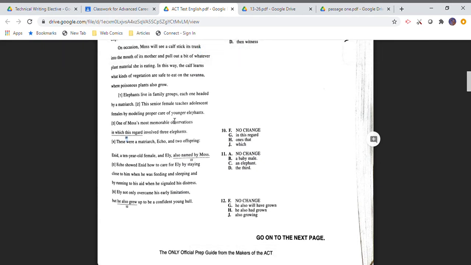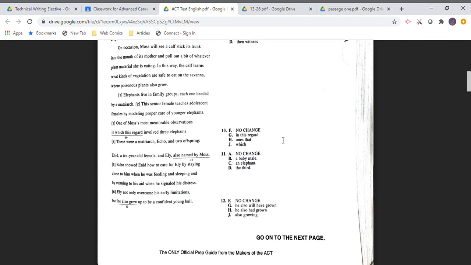Did that sound right? One of Moss's most memorable observations in which this regard. That sounds overly complicated, right? I don't think that we need the "in which." So let's look at the options. Let's replace it with the options. One of Moss's most memorable observations in this regard involved 3 elephants. That sounded pretty good. One of Moss's most memorable observations, ones that involved 3 elephants. No, that didn't sound good at all. One of Moss's most memorable observations, which involved 3 elephants. That one sounded pretty good too. So we're going to say it's between G and J.